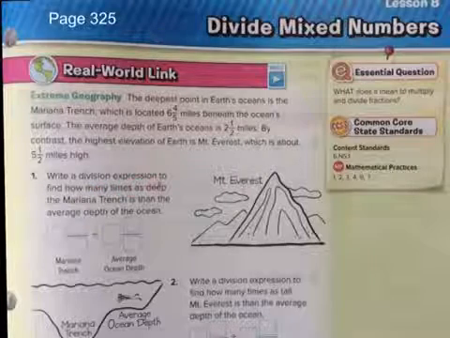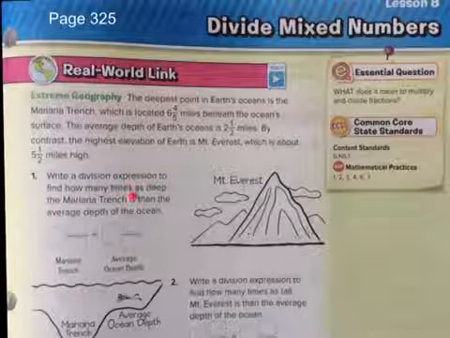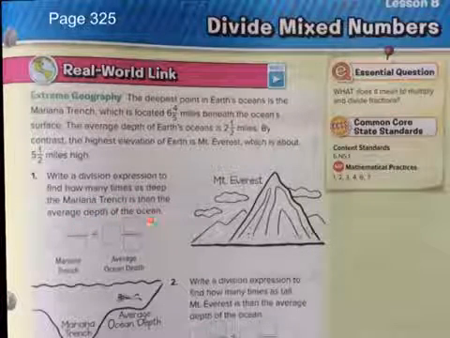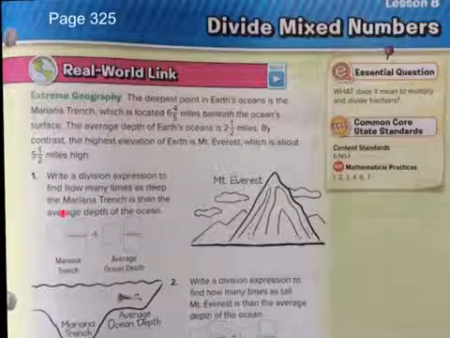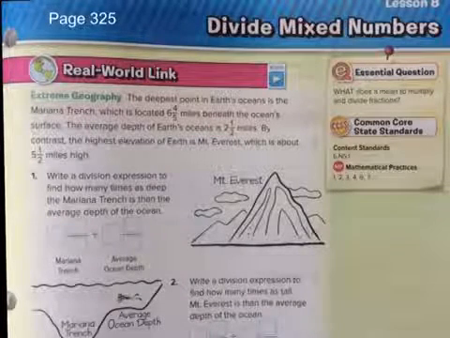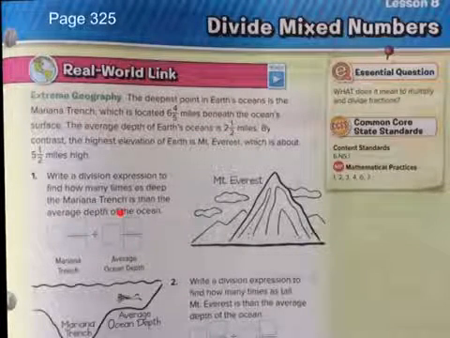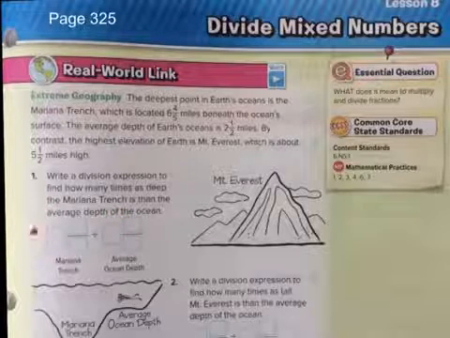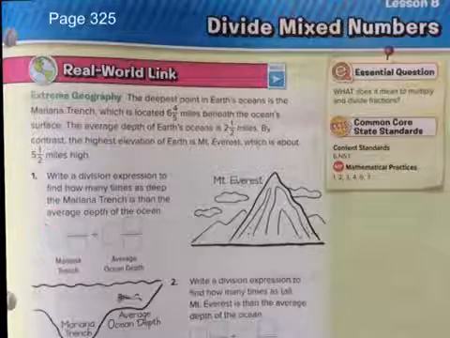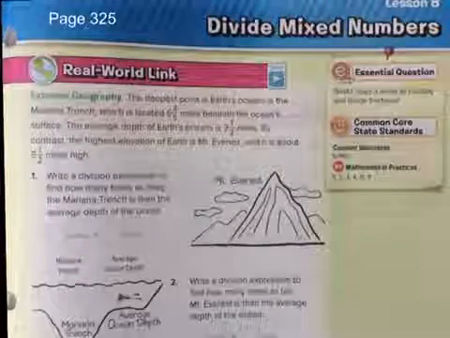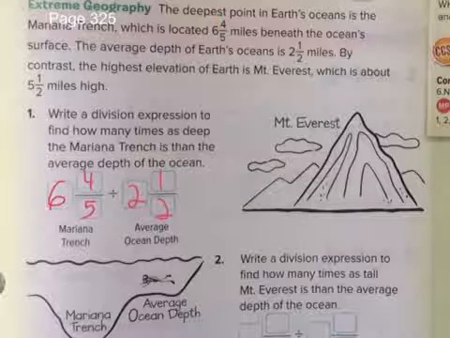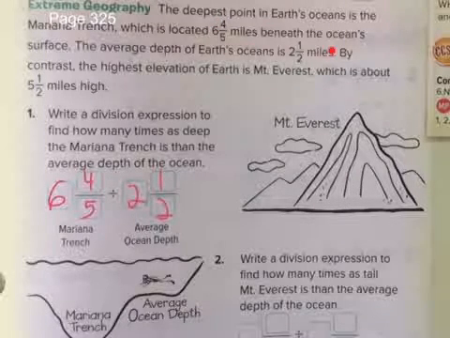Write a division expression to find how many times as deep the Mariana Trench is than the average depth of the ocean. So we're going to write the Mariana Trench right here and then divide it by the average depth of the ocean so that we can see how many averages are in the Mariana Trench, how many times bigger or deeper the Mariana Trench is. So you should have something that looks like this: 6 4/5 right there, divided by 2.5 right there.